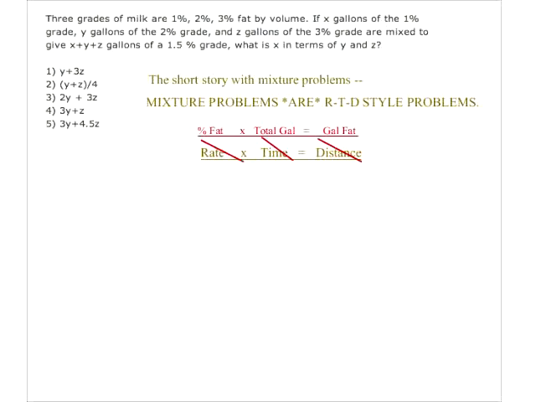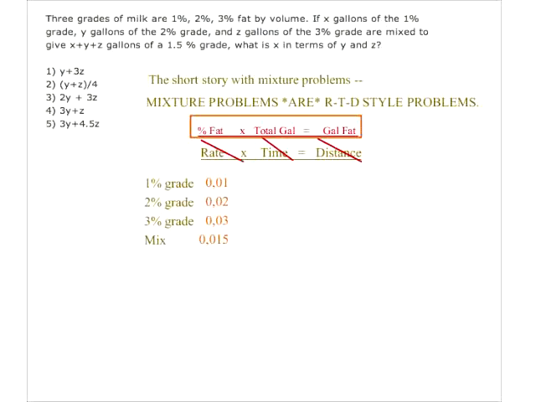In this case, we have the 1% grade, the 2% grade, the 3% grade, and we have the mix. So there's your chart. Remember, this is the top row of the chart now. The percents are hard numbers that you can fill into the chart. So this is 0.01, this is 0.02, and this is 0.03, and the mix has to give 0.015.